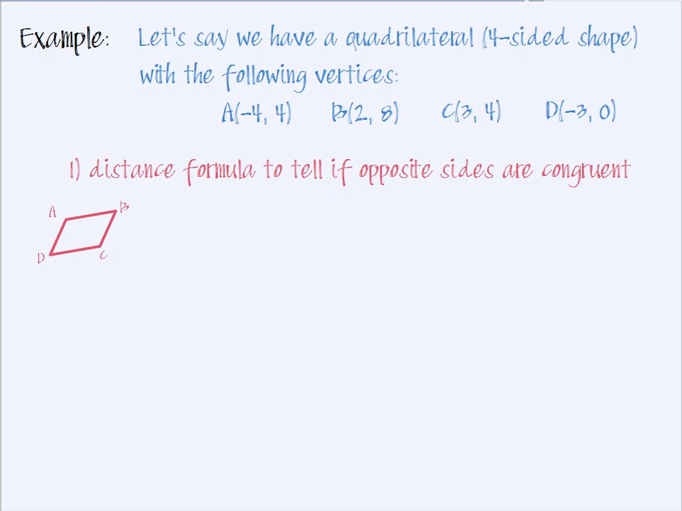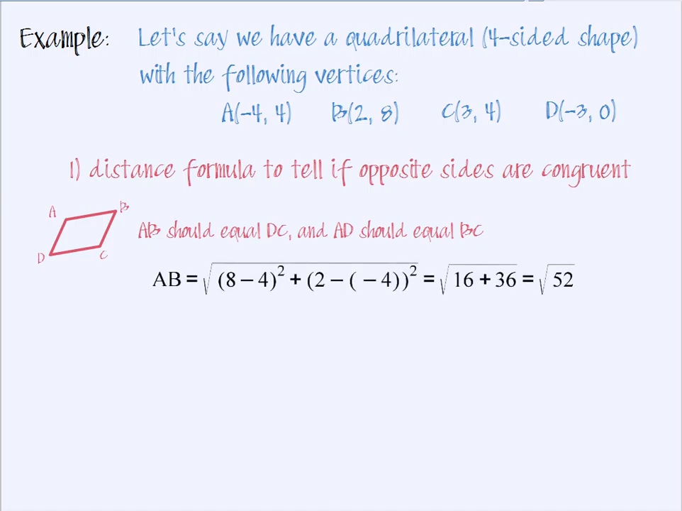First of all, I need to find the distance or length of all four sides. If this is going to be a parallelogram, then the length of AB should equal the length of DC, and the length of AD should equal the length of BC. So let's use distance formula to help us find length. I'm going to work under the assumption that you know how to use distance formula. If you don't, that's a different video. You'll need to watch that first.